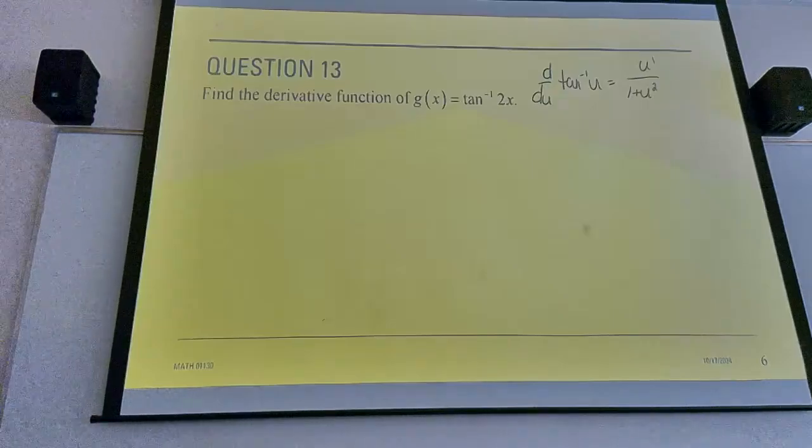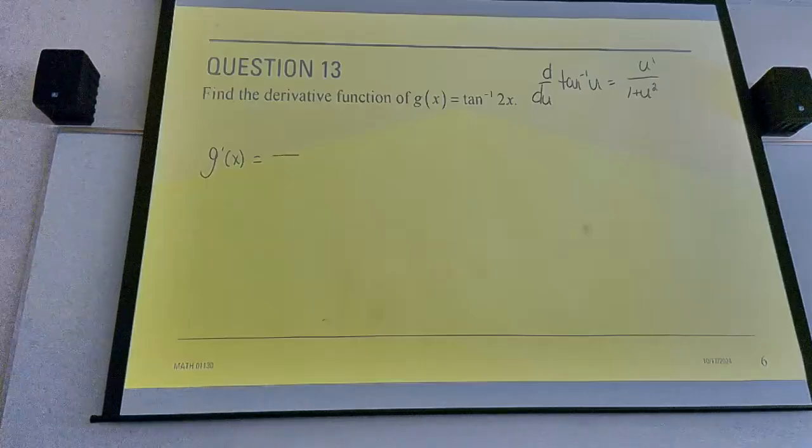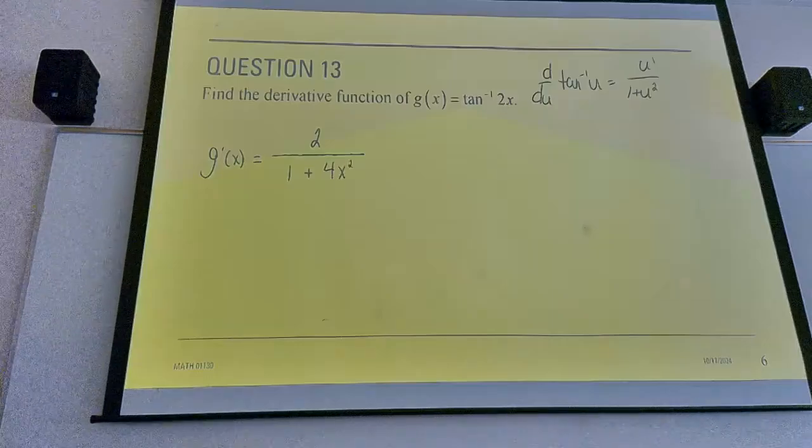Or sometimes u squared plus 1. That order doesn't matter. G prime. I'm going to go with 2. And what is u squared? 4x squared. Can that be simplified? There's your derivative.